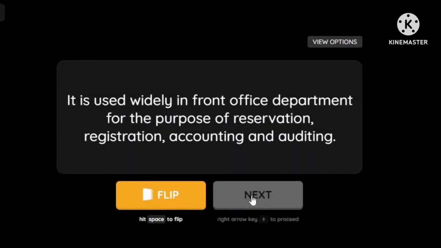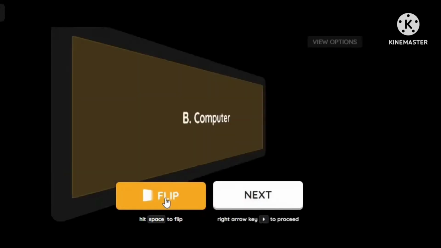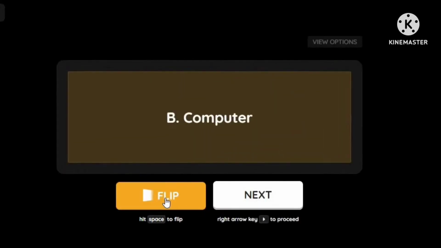Question number 3. It is used widely in front office department for the purpose of reservation, registration, accounting, and auditing. A. Printer. B. Computer. C. Telephone. Or D. Fax machine. And the correct answer is great. It's letter B. Computer.